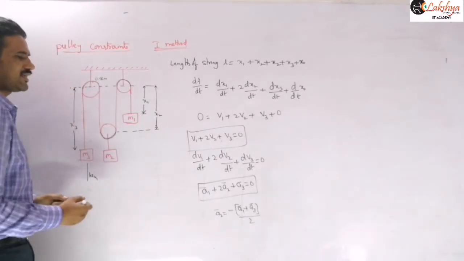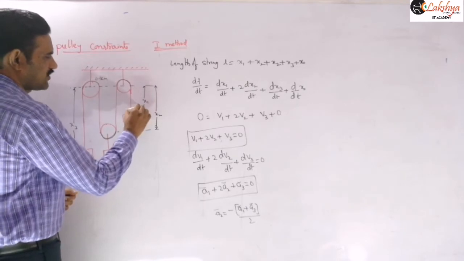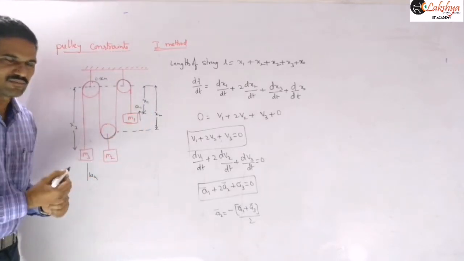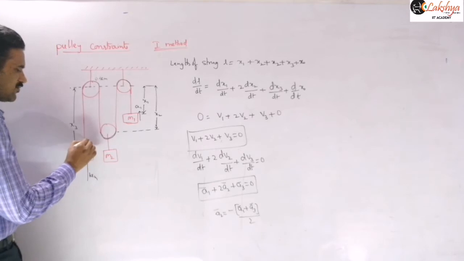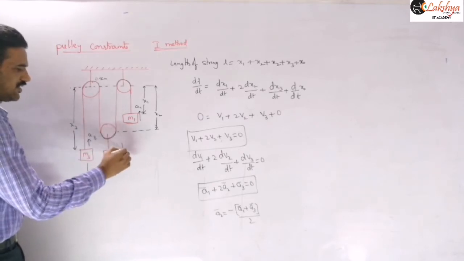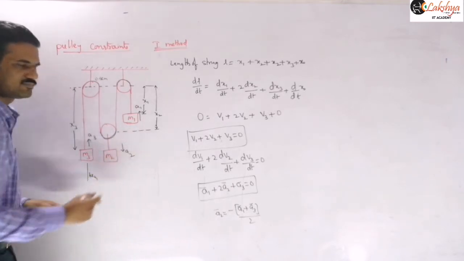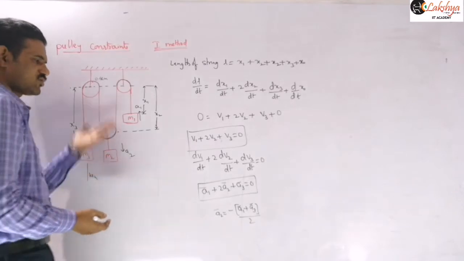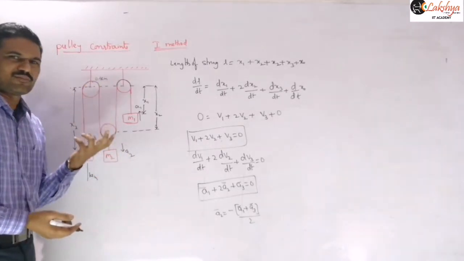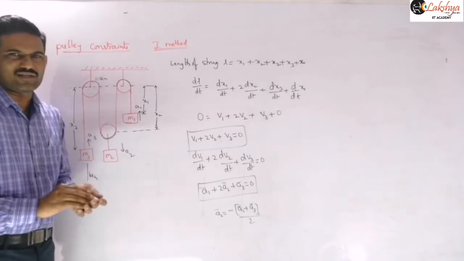For example, here I am taking this block moving in upward direction with acceleration a1. And let us consider this block is also moving in upward direction with acceleration a3. Then this block will move down with an acceleration a2 here. In general, if you are assuming this also in upward direction, then you will get the answer with the negative sign. That a2 sign you will get negative.